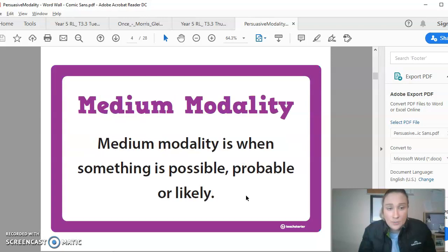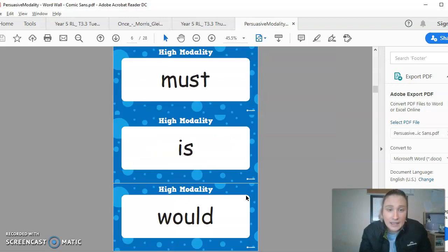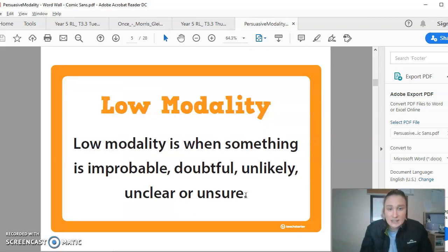Then we've got your medium modality word. So medium modality is when something is possible, probable, or likely. It's likely to happen. It may or may not happen though, okay? And then you've got your low modality. So low modality is when something is doubtful, unlikely, probably not going to happen, okay?